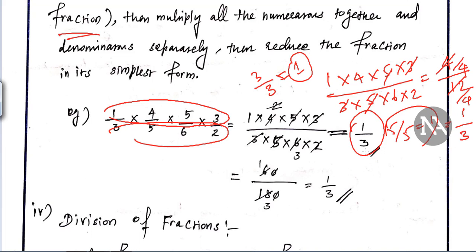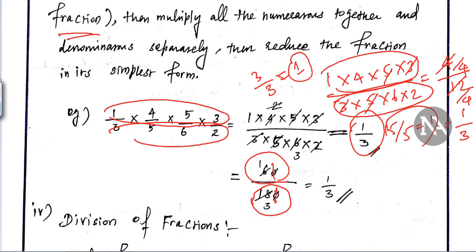You can also do it without cancelling. If you multiply all the numerators, that will give you 60. If you multiply all the denominators, that will give you 180. Again the 0 and 0 we can cancel. Then numerator and denominator I can divide by 6. If I divide like this, the numerator will become 1, the denominator will become 3. You can do it in any way. You can cancel the numbers and simplify, or you can just multiply all the numbers and finally simplify. So that is the thing.